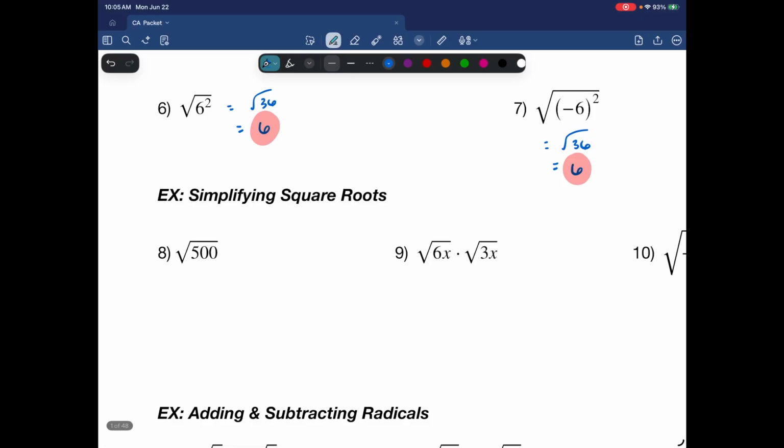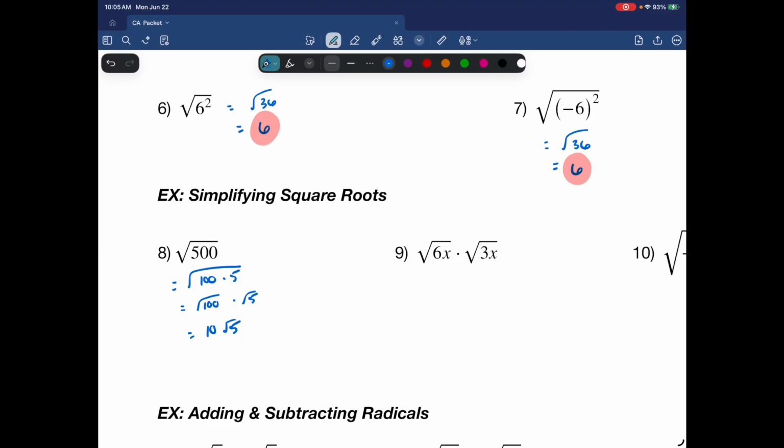On 8, we can simplify radicals. All right, so we know that 500 is not a perfect square, but there's a perfect square that lives inside of it. I can separate the 500 into 100 times 5. All right, so 100 times 5 gives me 500, and then I can separate this and say the square root of 100 times the square root of 5. Well, I know what the square root of 100 is. It's 10, so that's going to be 10 square root of 5.